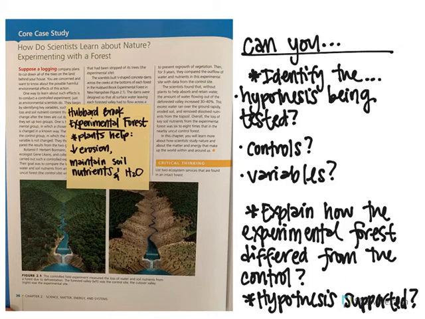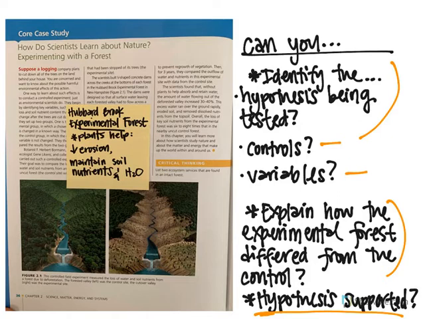The chapter starts with a core case study, and it focuses on the Hubbard Brook Experimental Forest, which is in New Hampshire. And when you read this case study, I want you guys to be able to do the following. Can you identify the hypothesis being tested? Can you identify the controls, the variables, dependent, independent variables? Can you explain how the experimental forest differed from the control forest, and ultimately can you gather evidence whether the hypothesis that was being tested was supported with data or not?